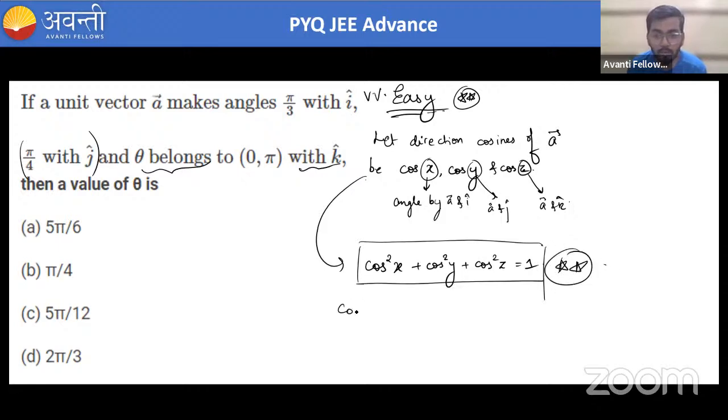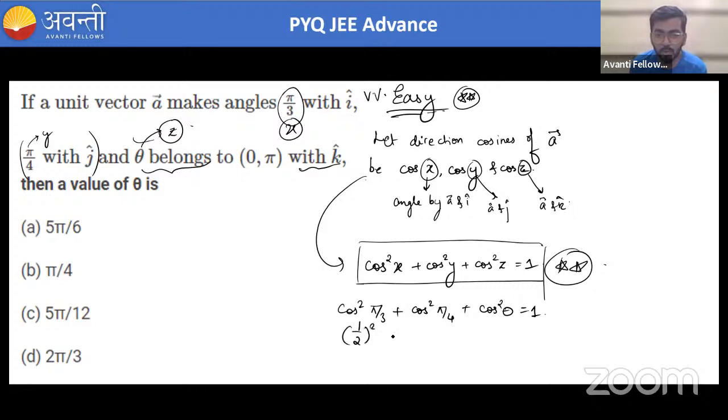So we know x is given as pi by 3. This is x, pi by 4 is y, and theta is z. So cos square pi by 3 plus cos square pi by 4 plus cos square theta should be equal to 1. So cos pi by 3 is half, so this will be square of half. Cos pi by 4 is 1 by root 2, so this will be square of 1 by root 2, plus cos square of theta should be equal to 1, right?